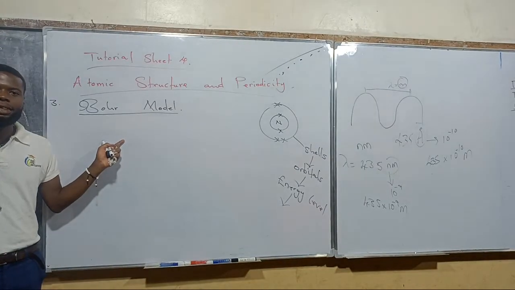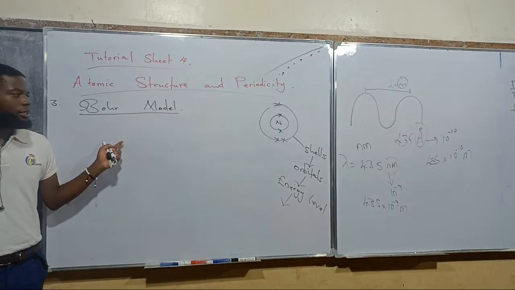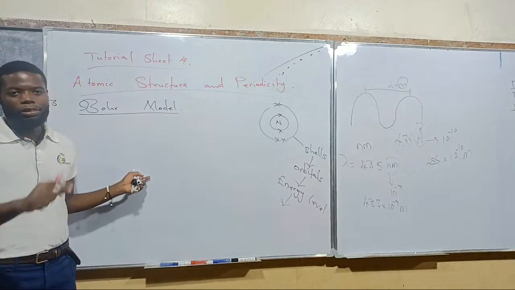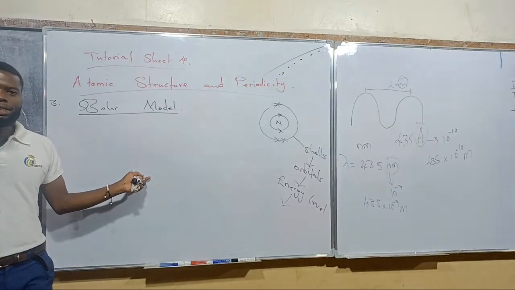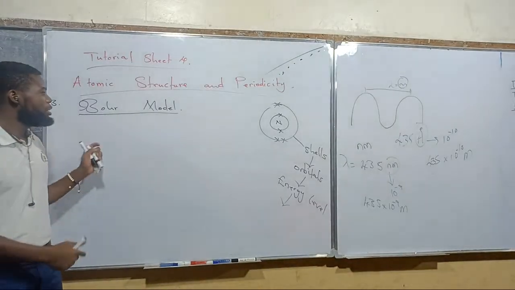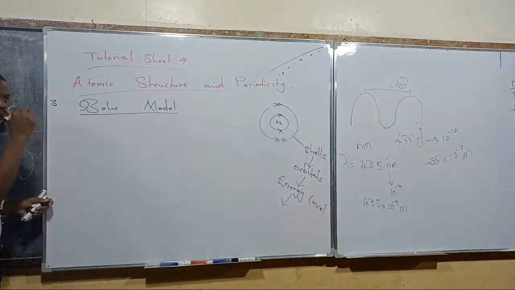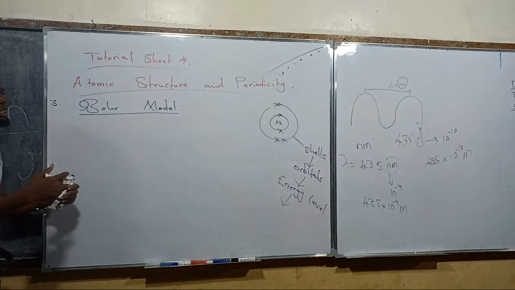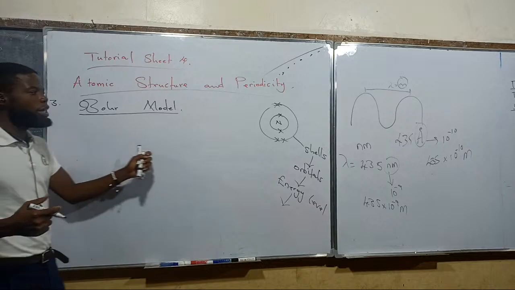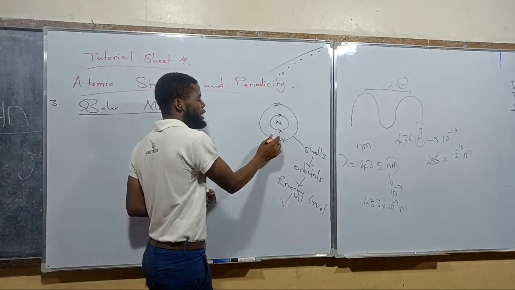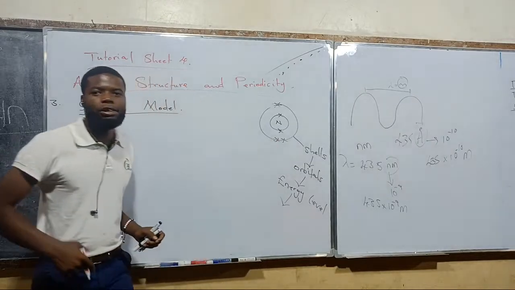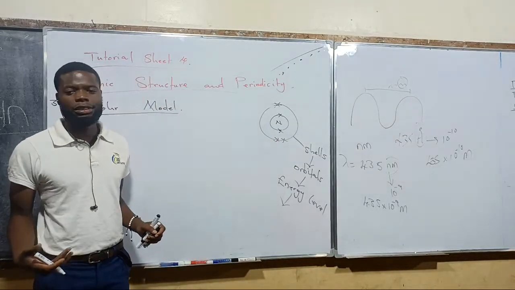Okay, so according to Niels Bohr, an electron in the hydrogen atom orbits around the nucleus in certain allowed circular orbits. So the energy that an electron is going to emit or absorb as it moves from one energy level to another, it loses or gains energy.